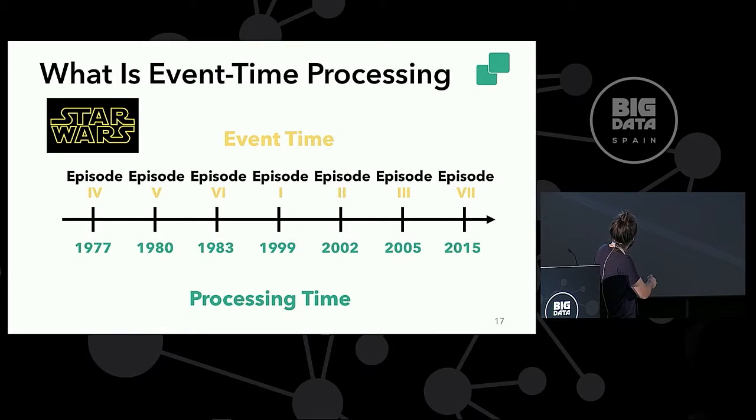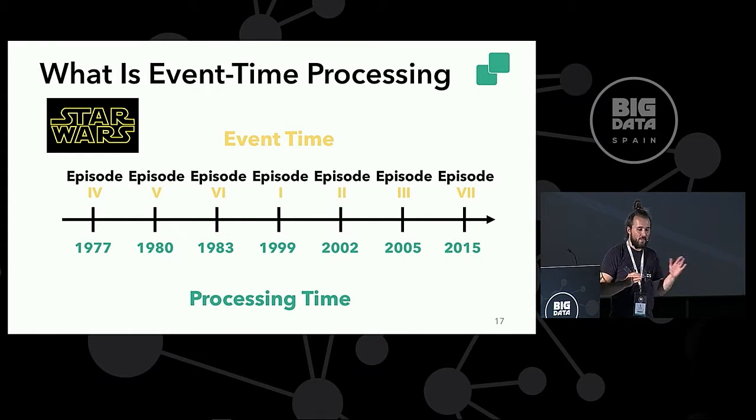And on the bottom here, we have processing time. So this is the time at which these movies came out. So this is monotonically increasing. And here on the top, we have event time, which is the time at which this episode happens in the Star Wars universe. And so the first episode is episode 4, which came out here. Then we got 5 and 6. And then a bit later in processing time, so the real time when we actually saw these movies, we got episodes 1, 2, 3, and then we got episode 7.